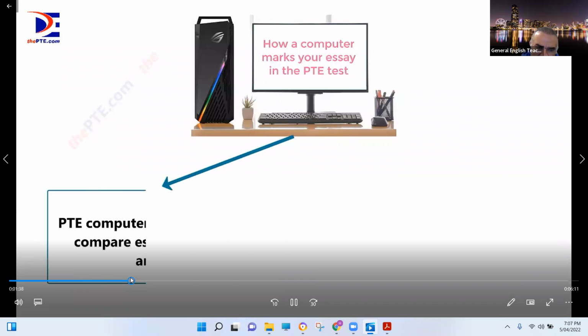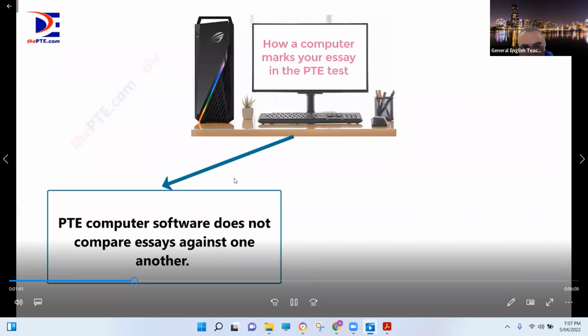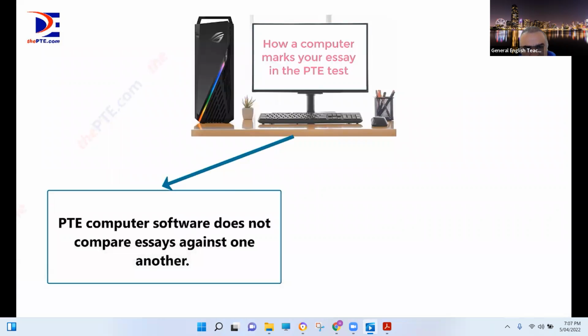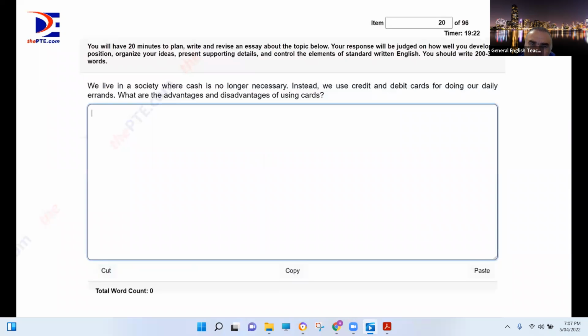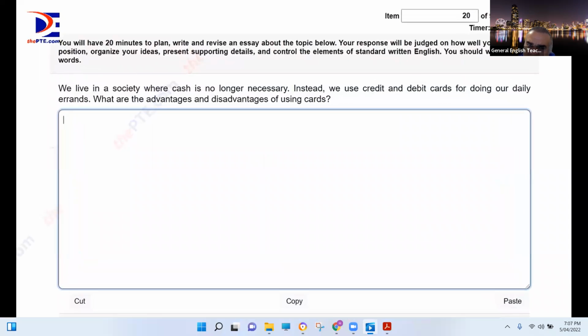First, a computer does not compare essays against one another. That is why you can use the same template for your essays should you get 2 topics in your test. Second, a computer is best at checking your spellings, grammar, and punctuation. But when it comes to semantics, which is another name for words, meaning, and logic, computers fail. Let me give you an example to clarify this.